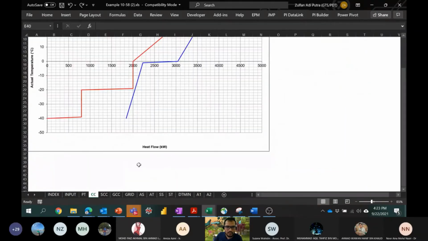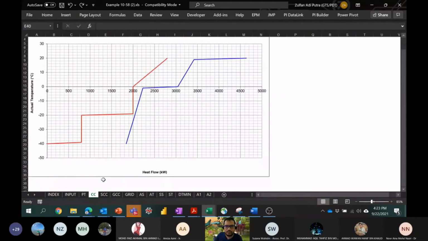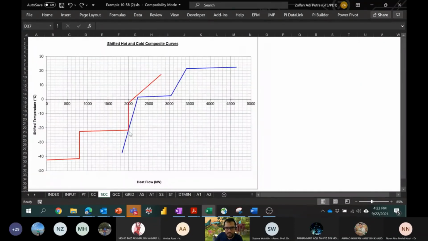And then we can see the hot and cold composite curves like this. So this is the area where the heat can be external heat. This is the external heat to discharge. This is the area where we have to recover some heat. We can also see some distance here. This is the actual, because they use the actual temperature. If they use the shifted temperature, there is no distance anymore. So this is the pinch point, which is minus 21.5.